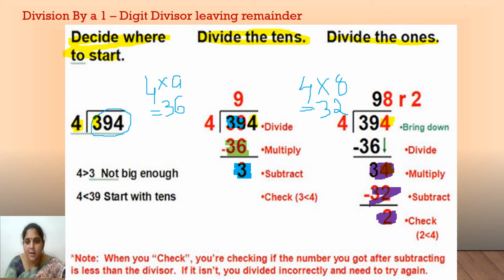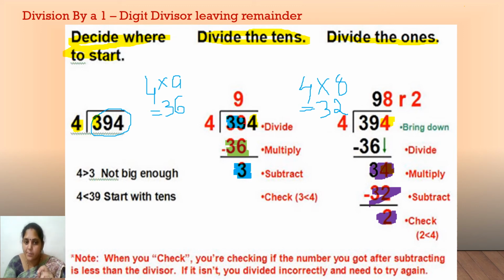What will be your remainder now? 2 will be your remainder. Now check, 2 is less than 4. Now we can't go further because we don't have any other number to bring down. That's why we will stop our division here. Bring down, divide, multiply, subtract and check.